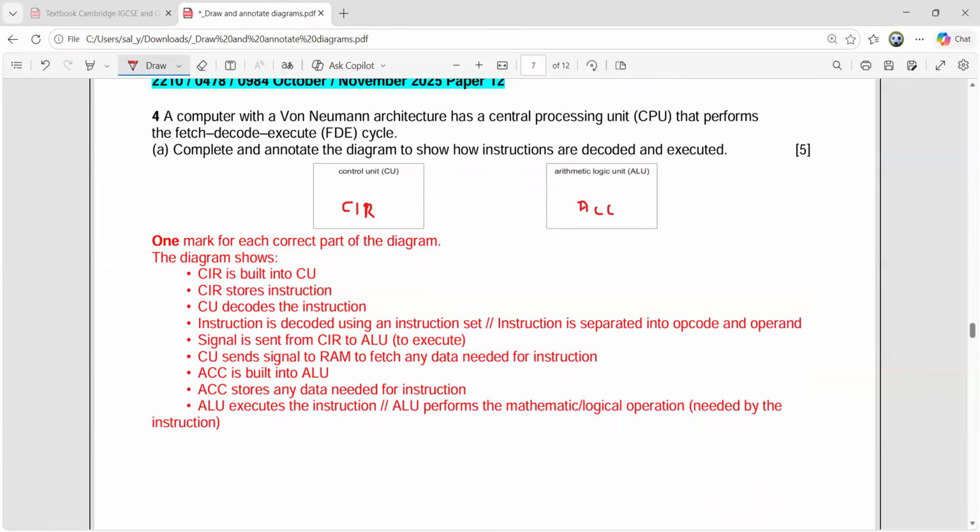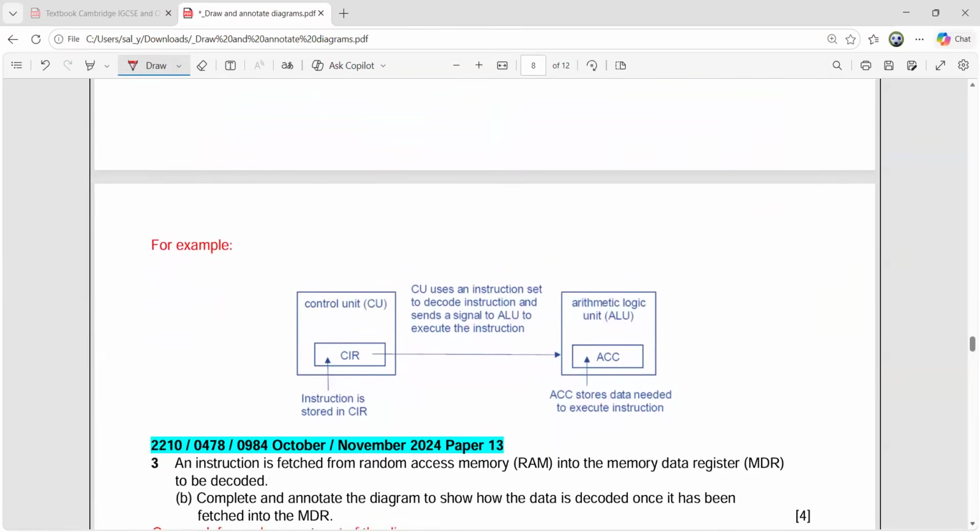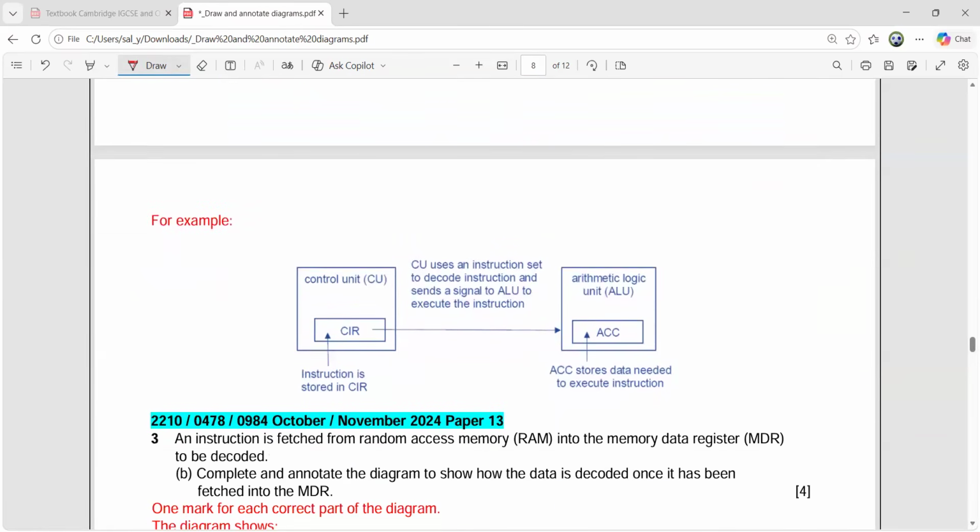ACC is storing any data needed for instruction. ALU is there to execute the instruction, or it is there to perform the mathematical and the logical operations. So this is the minimal requirement, and this is a sample diagram. Control unit has CIR. Arithmetic logic unit has ACC. ACC is storing the data needed to execute the instruction. CU uses instruction set to decode the instruction and sends a signal to ALU to execute the instruction.